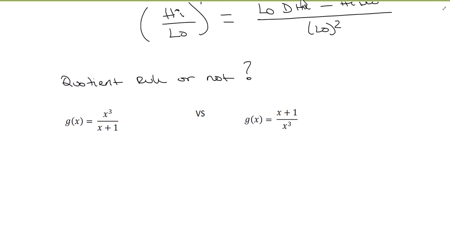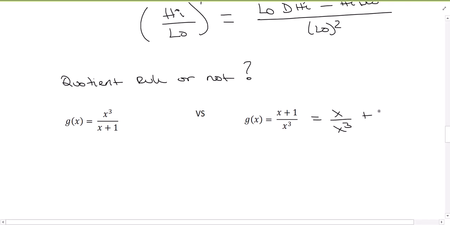This one has more than one term in the denominator, so we can't split it. I can't say x cubed over x and x cubed over 1. You cannot split a denominator like that. But this one, I can split it. I can say this is x over x cubed plus 1 over x cubed. That I can do as long as I have a single term in the denominator. So this is just 1 over x squared plus 1 over x cubed, and then you can continue to rewrite it.